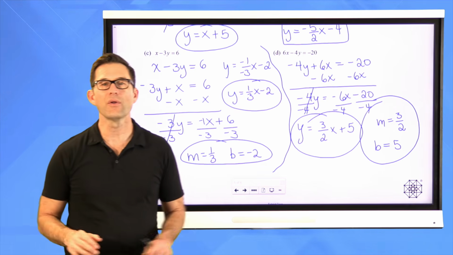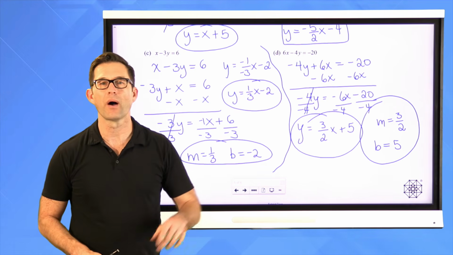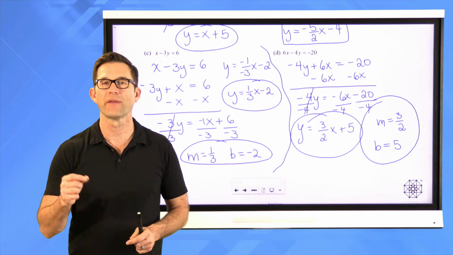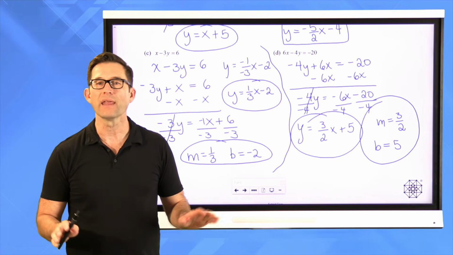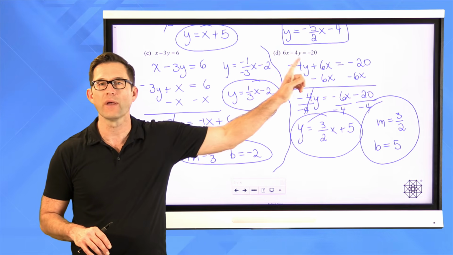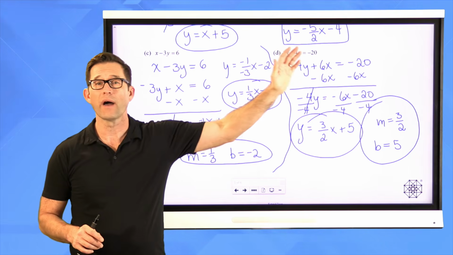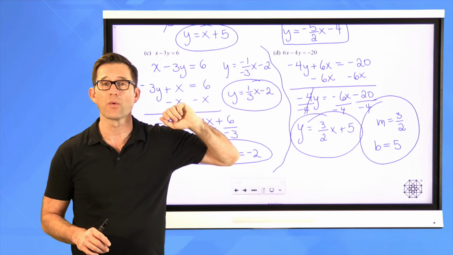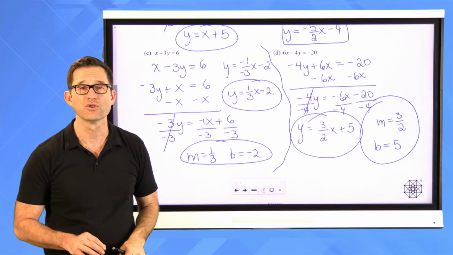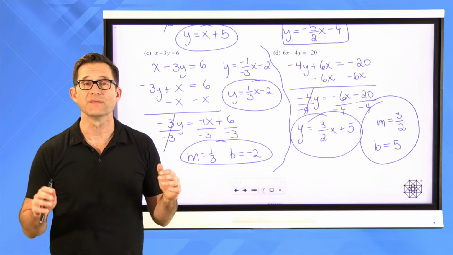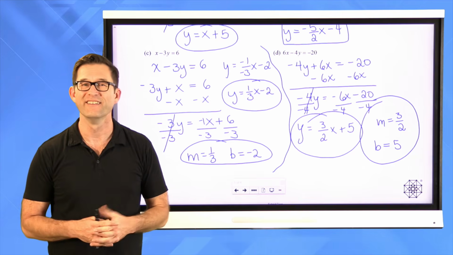Absolutely critical to be able to do this. You're going to have a bunch of problems on the homework where you've got to rearrange the equations in order to identify their slopes and y-intercepts. But in Algebra 1, we will often be given equations of lines for whatever reason where both the x and the y variables are on the same side of the equation, and you've got to rearrange the equation to isolate the y variable. All you have to do is undo what's been done to y in the opposite order.